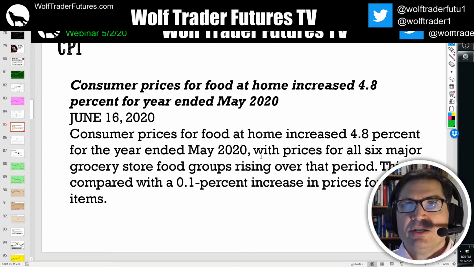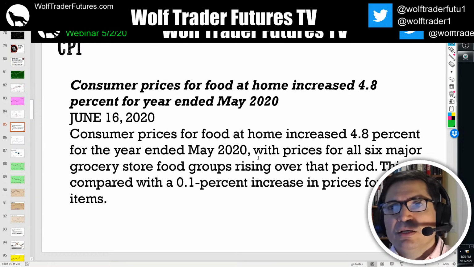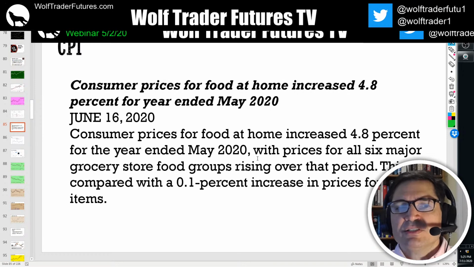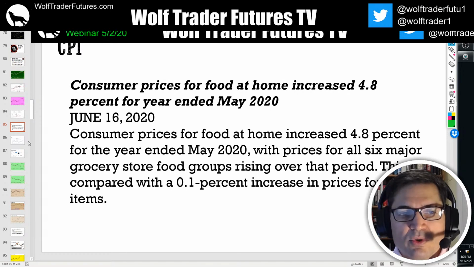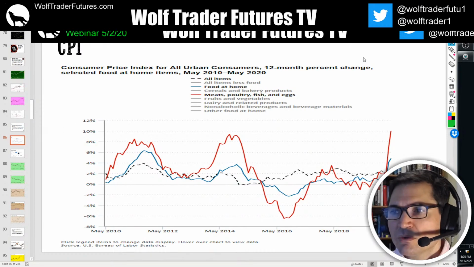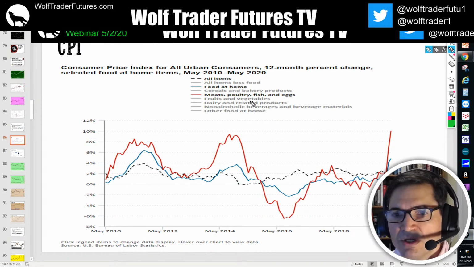So what's going on here? It seems like we have this split in inflation. Some areas there's inflation, some areas there's not. Well, this graph shows you specifically what is going on. The food inflation is spiking tremendously here. That's meat, poultry, fish, and eggs. And the food at home is also spiking here. But yet the CPI is down at 0.